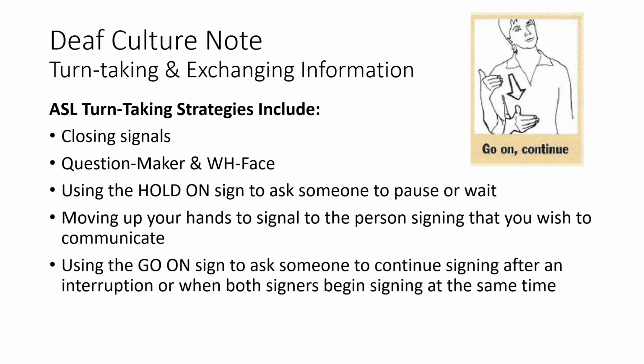ASL turn-taking strategies include closing signals, question marker and WH face, using the hold-on sign to ask someone to pause or wait, moving up your hands to signal to the person signing that you wish to communicate, using the go on sign to ask someone to continue signing after an interruption or when both signers begin signing at the same time. Up in the top right corner is the go on or continue sign.